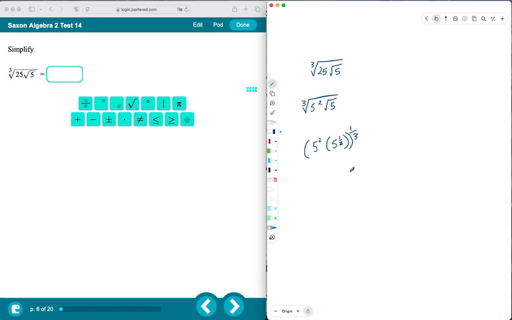All right, so now we just multiply everything. So 1/3 times 2, that's going to be 5 to the 2/3, then 1/3 times 1/2 is 5 to the 1/6. We want to be able to combine our bases, so we're going to change this to the same denominator. 5 to the 4/6 times 5 to the 1/6. We know when we have the same denominator, we can combine. So the answer is going to be 5 to the 5/6.